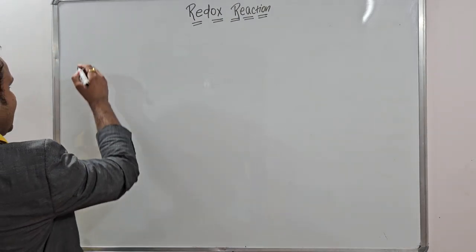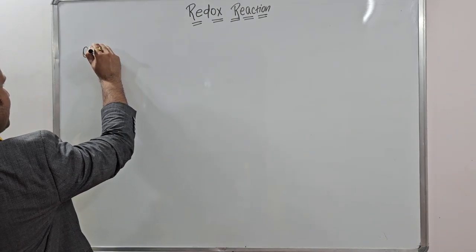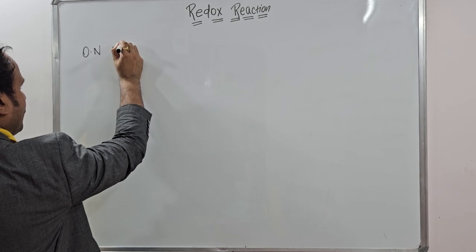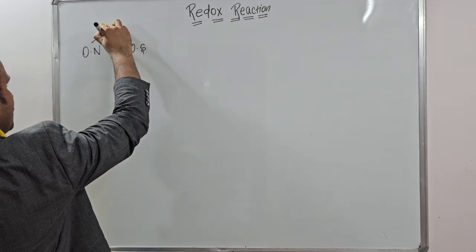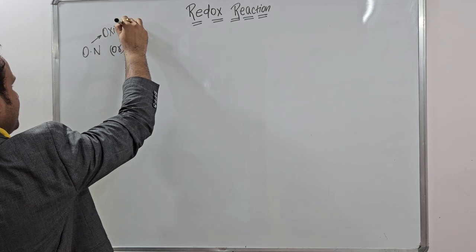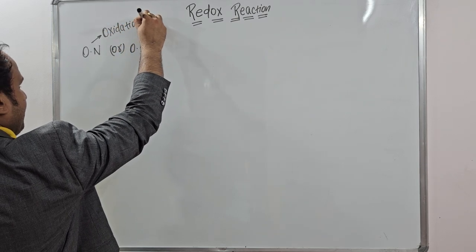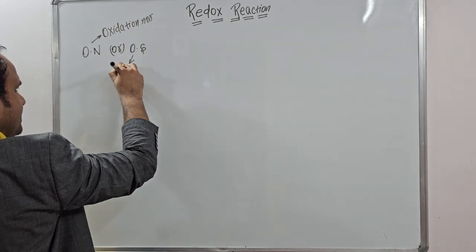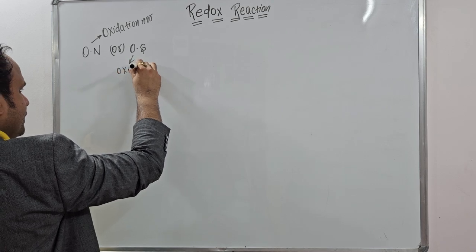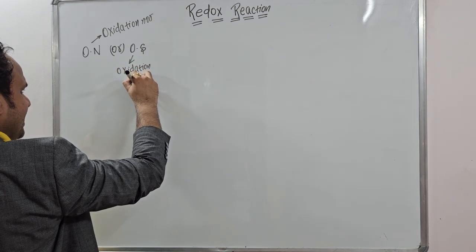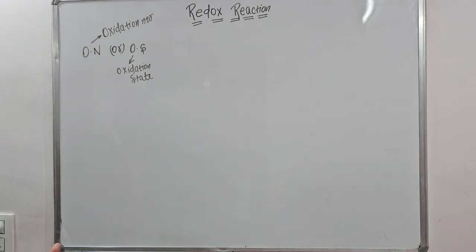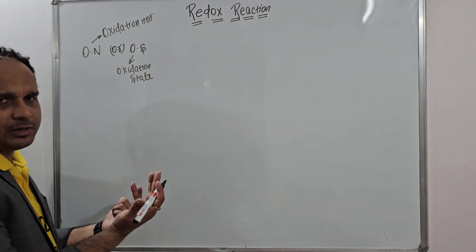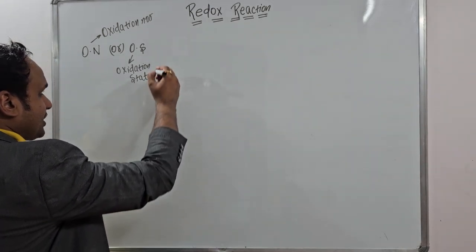Before starting that, if I ask you what do you mean by oxidation number or oxidation state? ON means oxidation number and OS means oxidation state. From now onwards I will try to write ON and OS, and you will come to know OS or ON means the same, oxidation number or oxidation state.